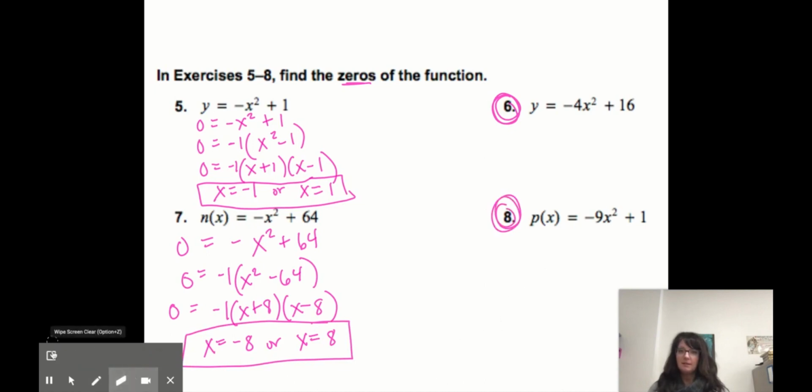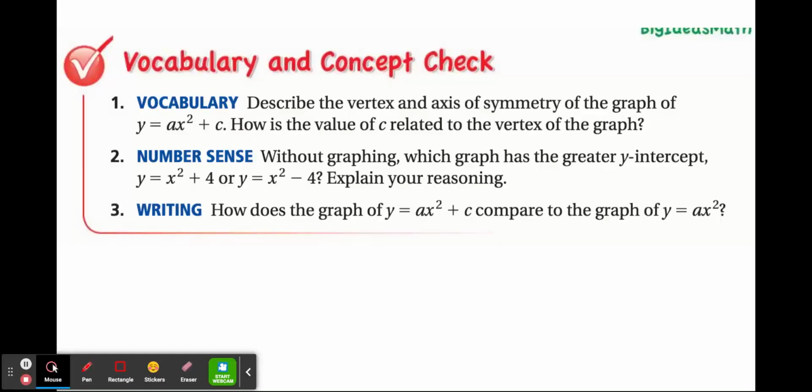All right. Okay, here we are at the vocabulary and concept check. So please select one. Make sure that you are using complete sentences. Let me know which one you are responding to. And then if you have any questions, please be sure to let me know.